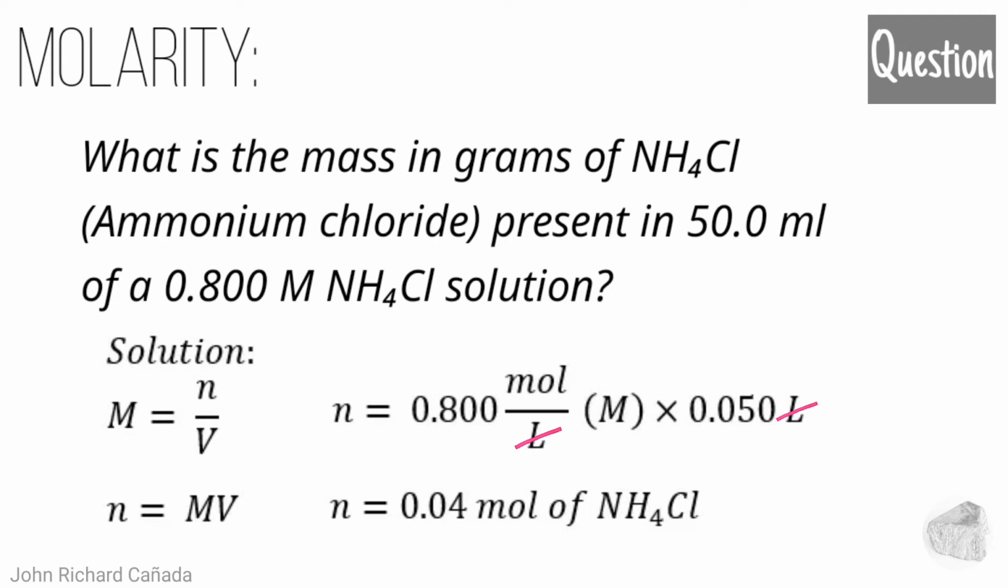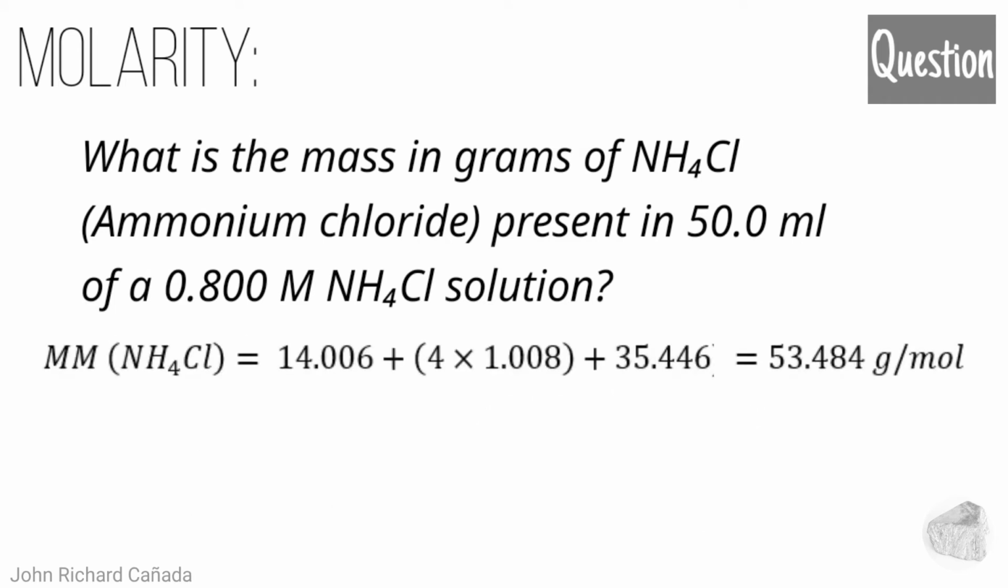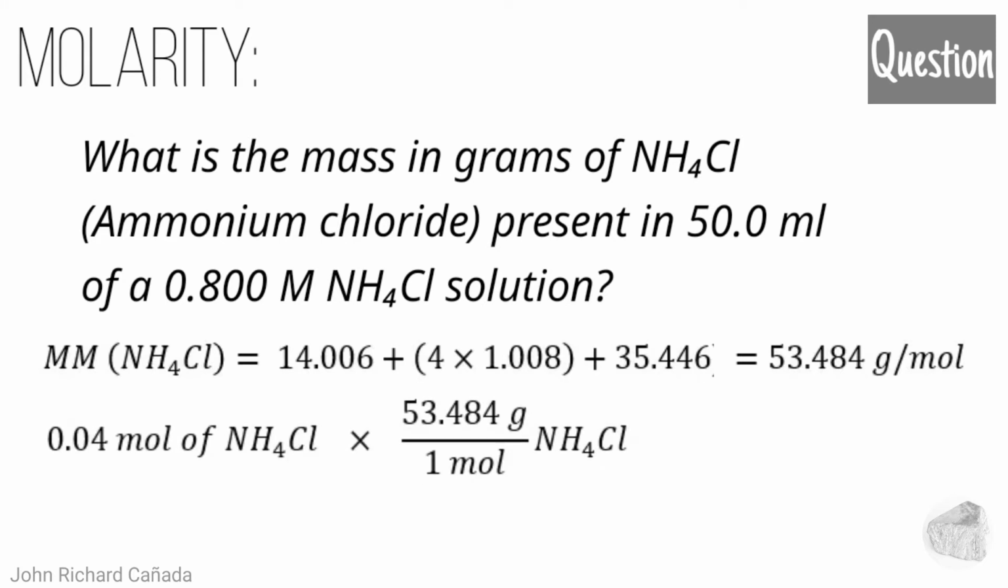Now, since what we have are moles, we must convert it into grams with the use of the molar mass of ammonium chloride at 53.484 grams per mole. We can get this by adding the atomic masses and their corresponding coefficients, if any. So we have 0.04 moles of ammonium chloride multiplied by the factor of 53.484 grams all over 1 mole of ammonium chloride. Canceling the mole units, leaving behind grams, we get 2.139 grams of ammonium chloride.